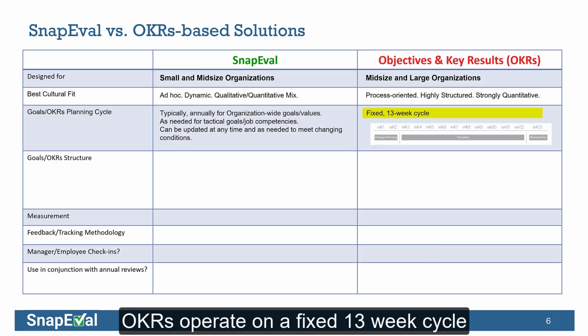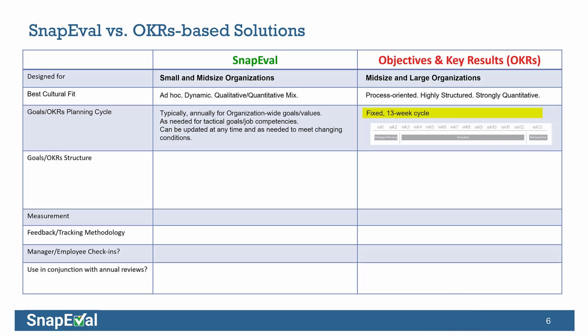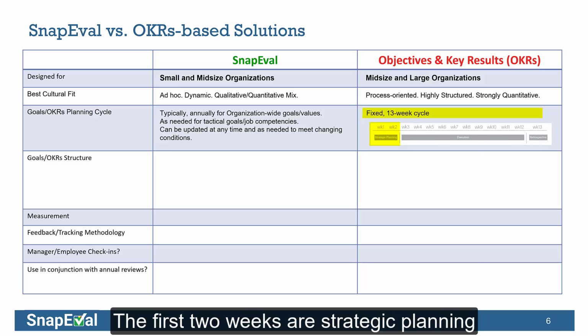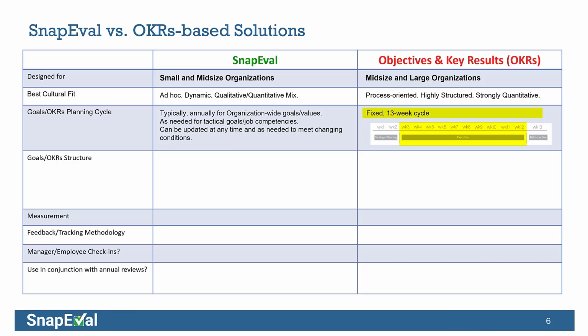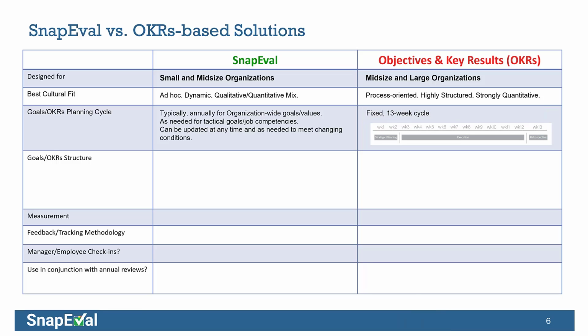OKRs operate on a fixed 13-week cycle that's repeated 4 times each year. The first 2 weeks are strategic planning, followed by 10 weeks of execution. The last week of the cycle is used as a retrospective in preparation for the next 13-week cycle.